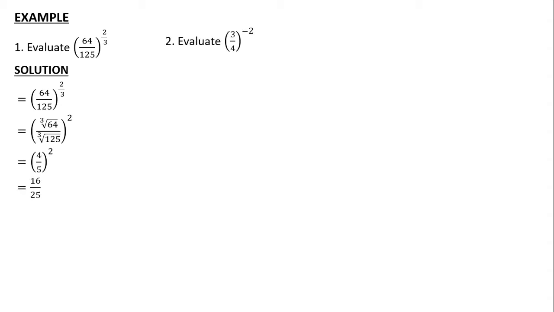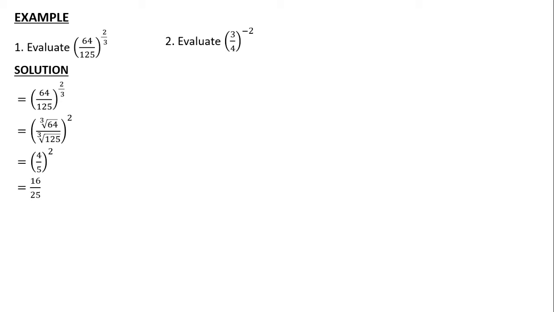Then we go to the next one. Evaluate 3 over 4 to the power negative 2. Since we have a negative index, we'll change it to a positive by introducing a numerator 1. So we are going to have 1 divided by 3 over 4 squared.